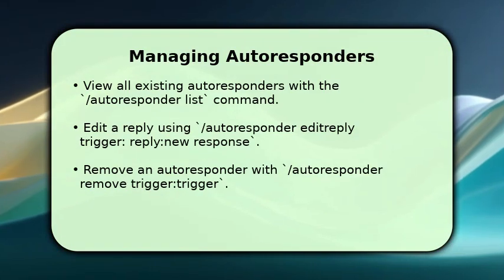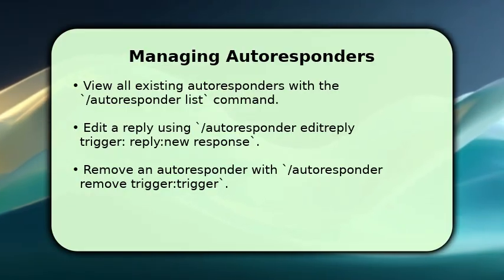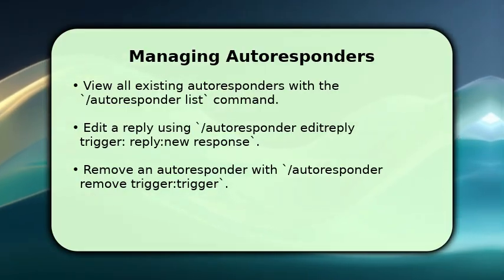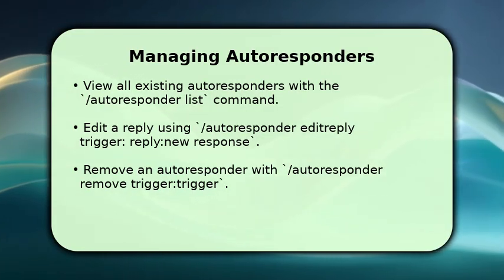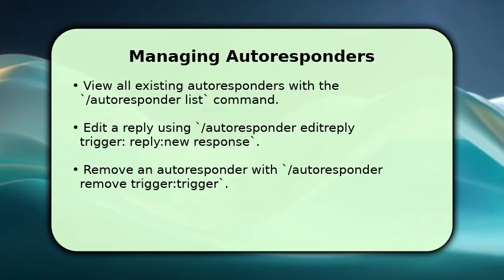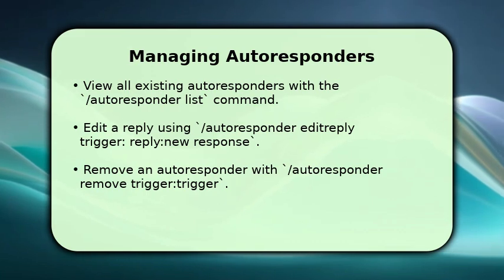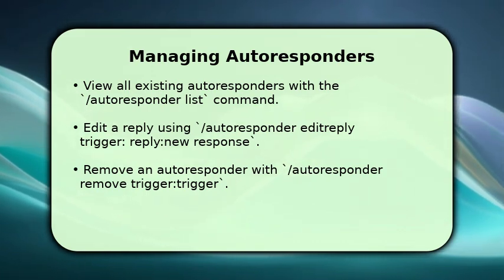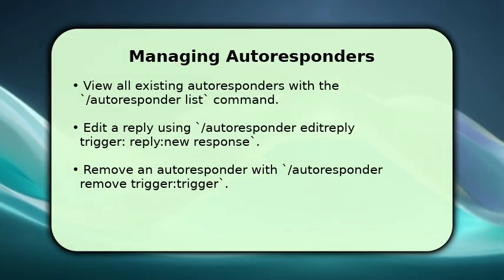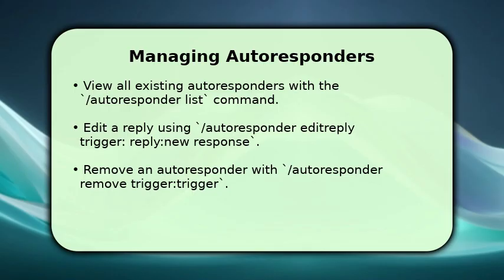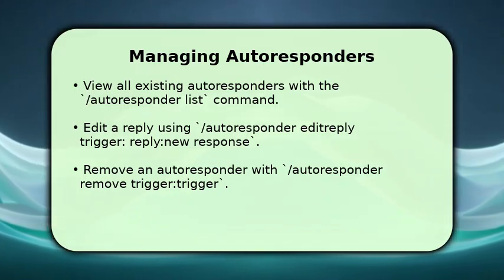Once you have a few autoresponders, managing them is simple. To see all your current autoresponders, just use the command /autoresponder list. If you need to change a response, you can edit it with /autoresponder editreply, specifying the original trigger and your new reply. Should an autoresponder no longer be needed, you can easily delete it using /autoresponder remove followed by its trigger. Keeping your list tidy ensures your bot always provides accurate and helpful information.